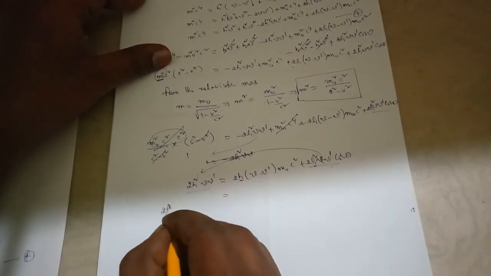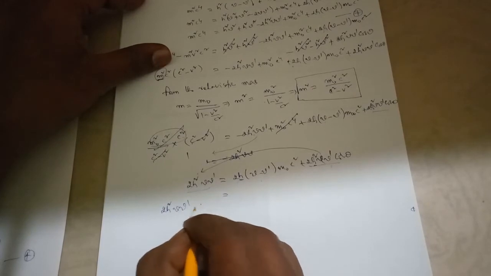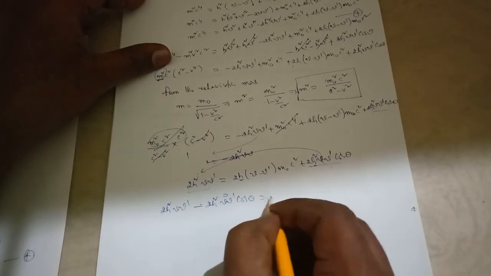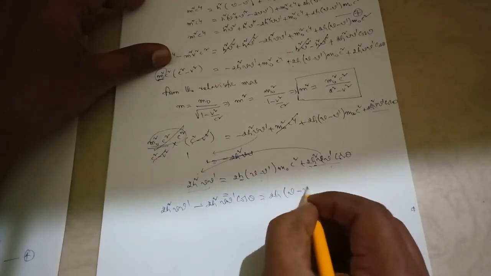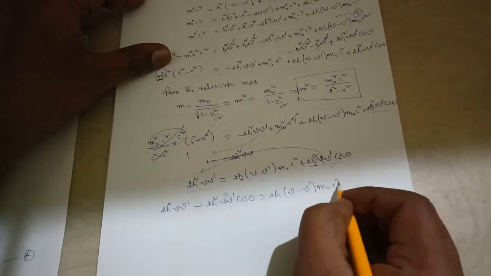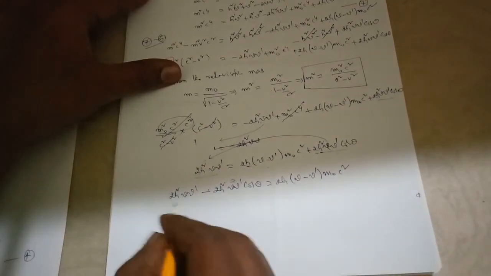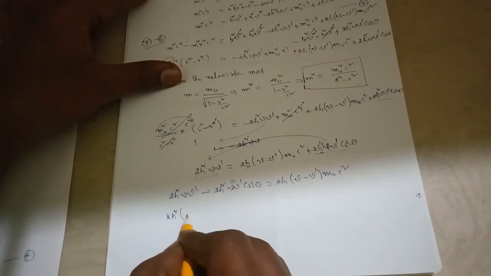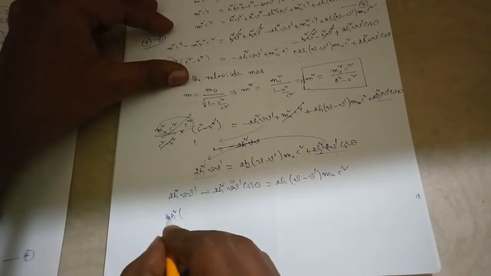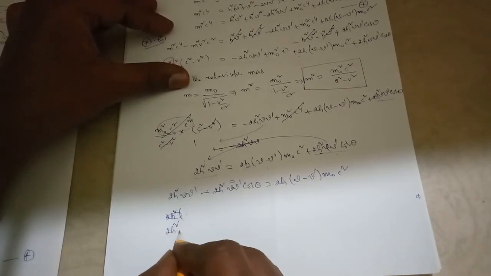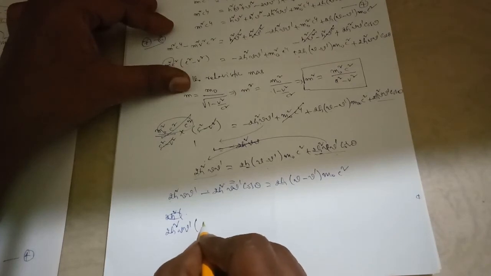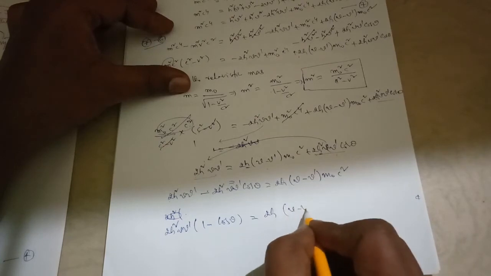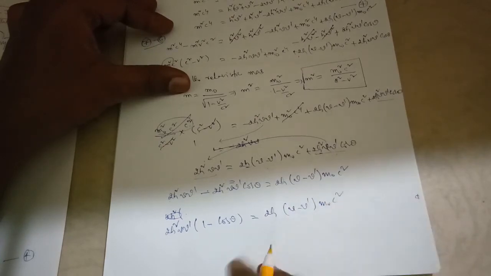that is 2h square mu dash minus 2h square mu dash cos theta equals 2h into mu minus mu dash into m naught c square. Clear? So here what is common? 2h square is common, we can take 2h square, mu dash is also common. Here there is 1 minus cos theta equals 2h into mu minus mu dash into m naught c square.